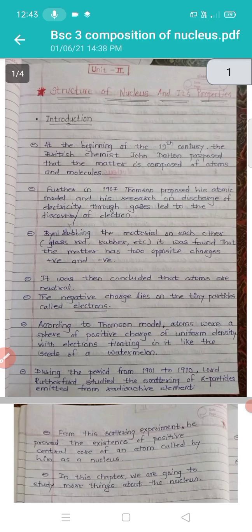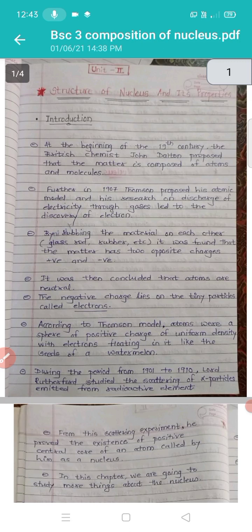At the beginning of the 19th century, the British chemist John Dalton proposed that matter is composed of atoms and molecules. Further, in 1907, Thomson proposed his atomic model, and his research on discharge of electricity through gases led to the discovery of the electron.